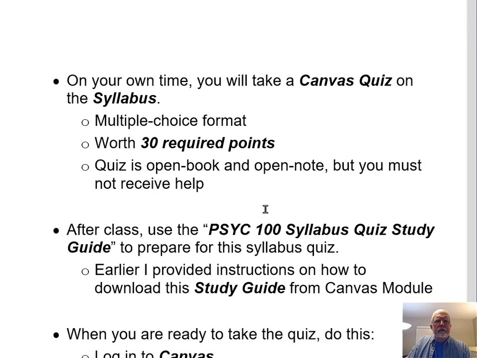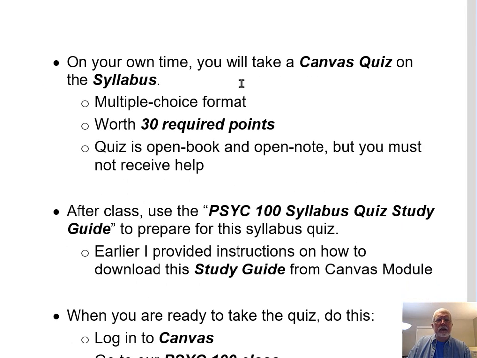Page 15 of that document. It goes on to say, on your own time, you'll take the Canvas quiz on our course syllabus. It is multiple choice format. It's worth 30 required points. Remember, this syllabus quiz is not extra credit. It's 30 required points. The quiz is open book and open note, but you have to do your own work. You can't receive help from anyone else.